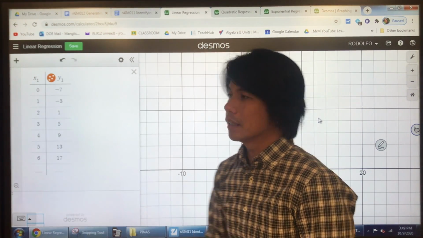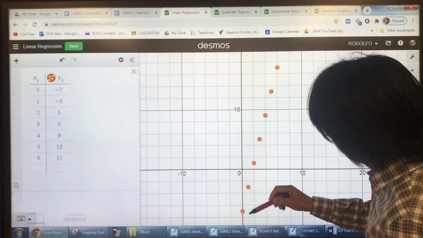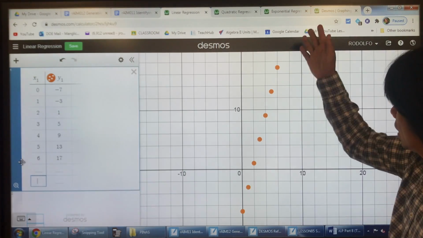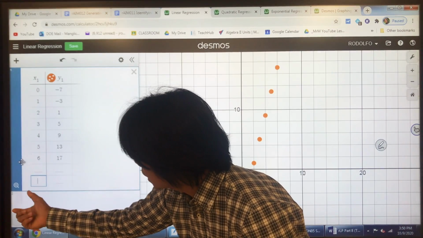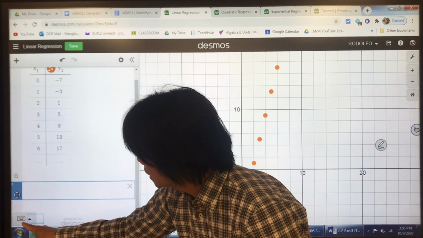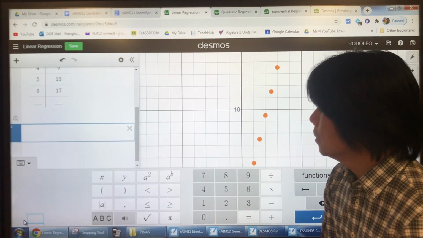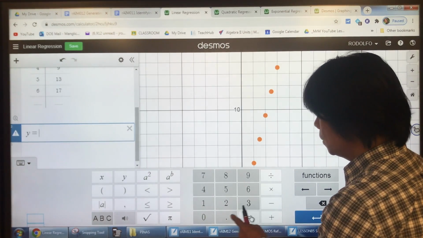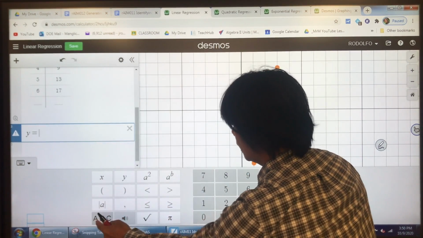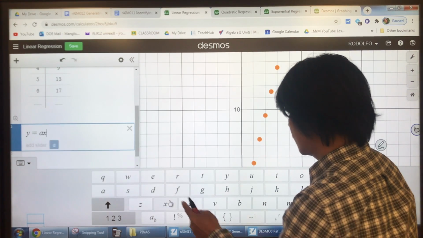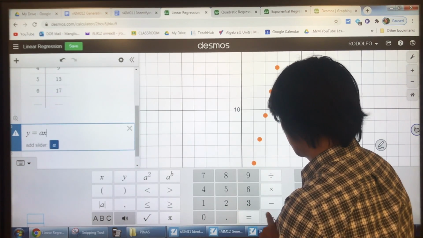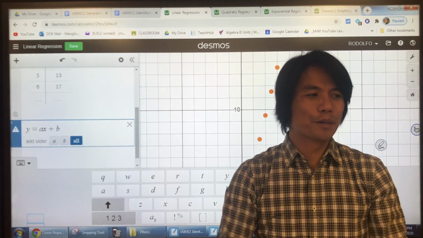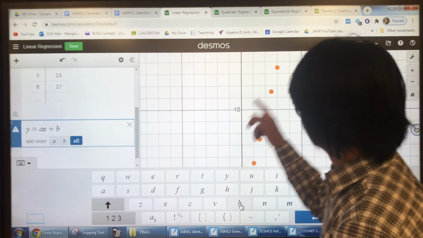There's no line yet. If you notice, these points fall on the same line. Now how do we generate that line that passes through these points? You see number 2 there, the second row? Click on that and then use this keypad, and type in the standard form of a linear function: y equals a x plus b. To be honest, it's easier if you use your laptop. But take a look, there's no line yet.